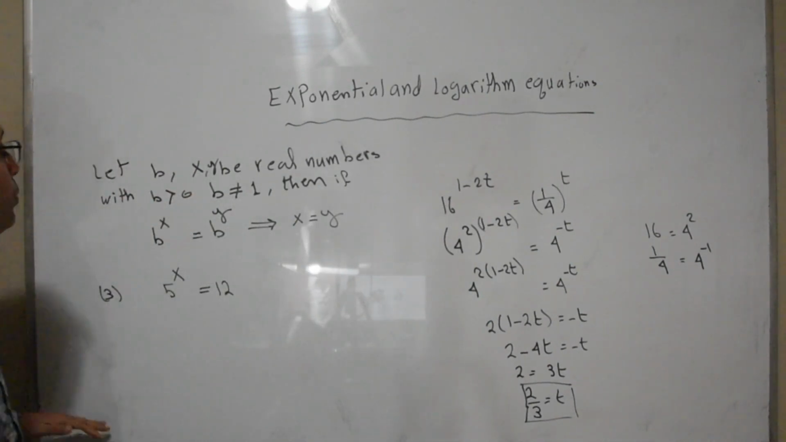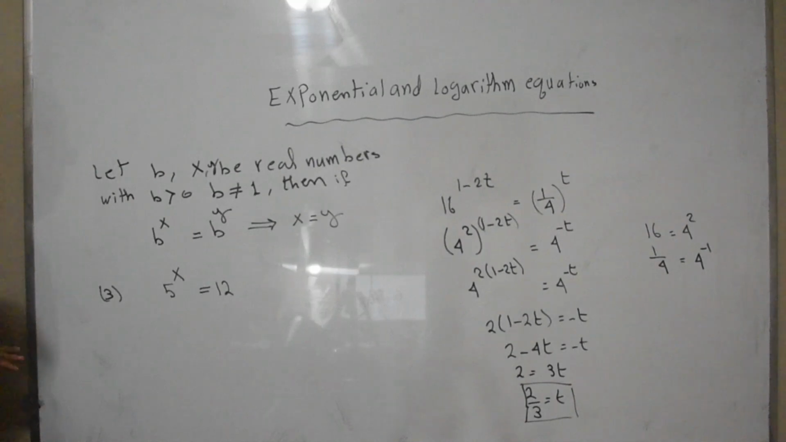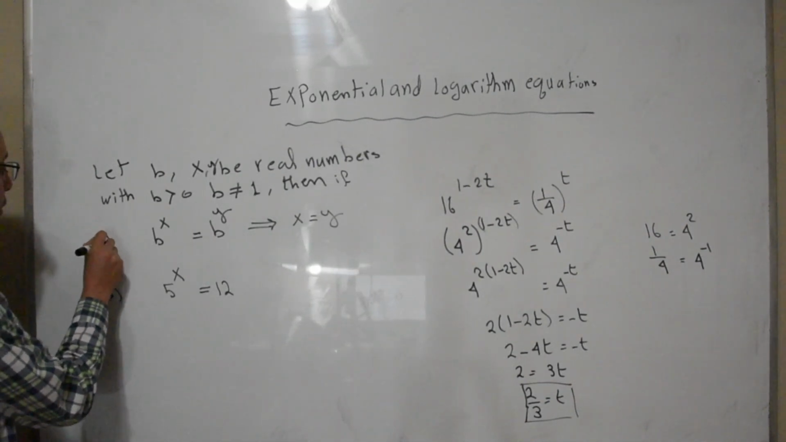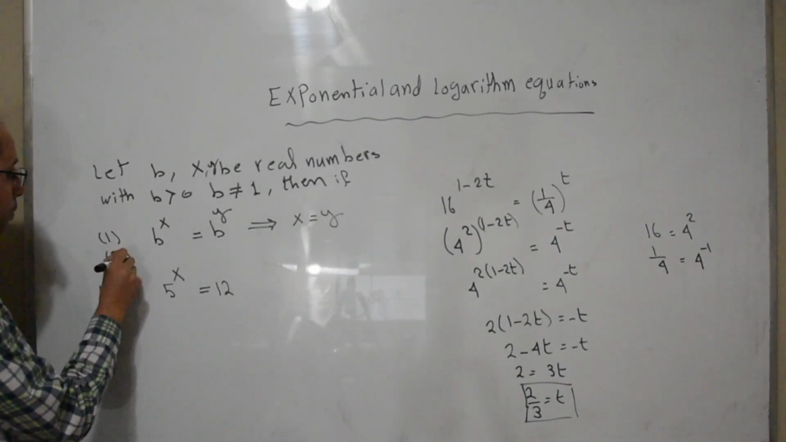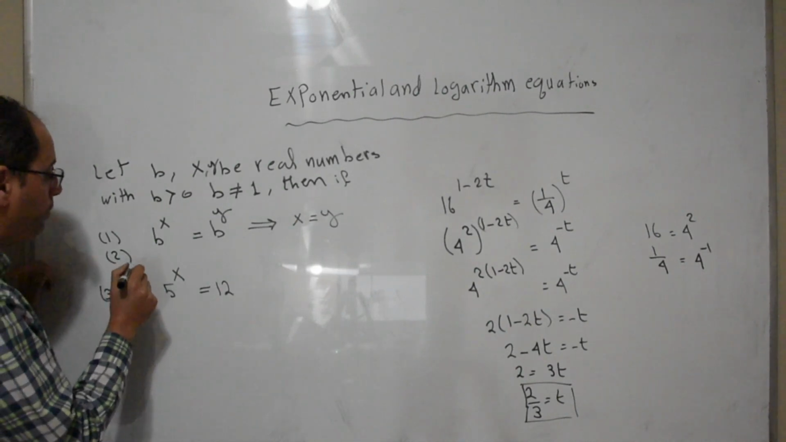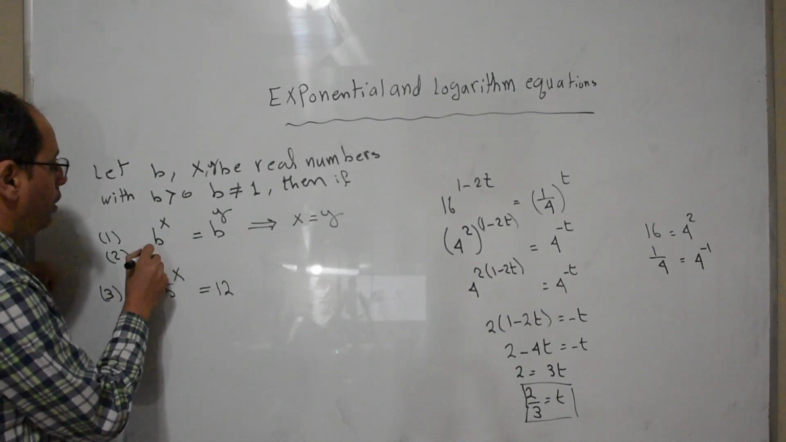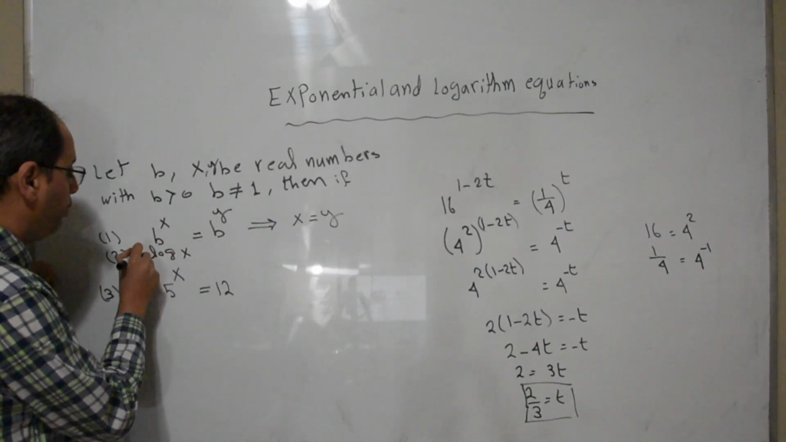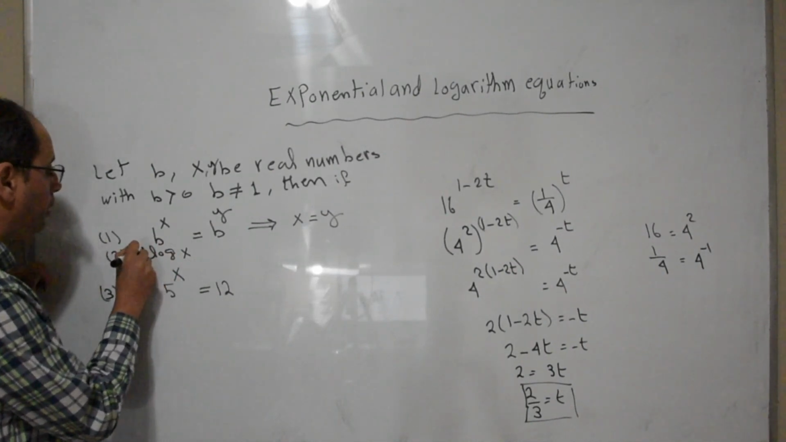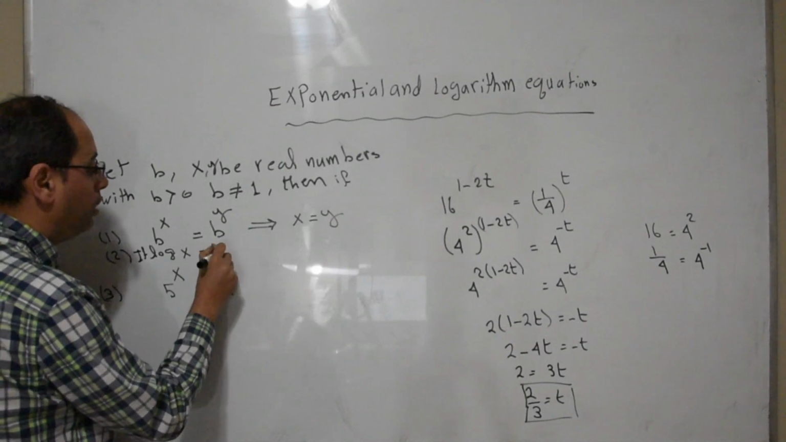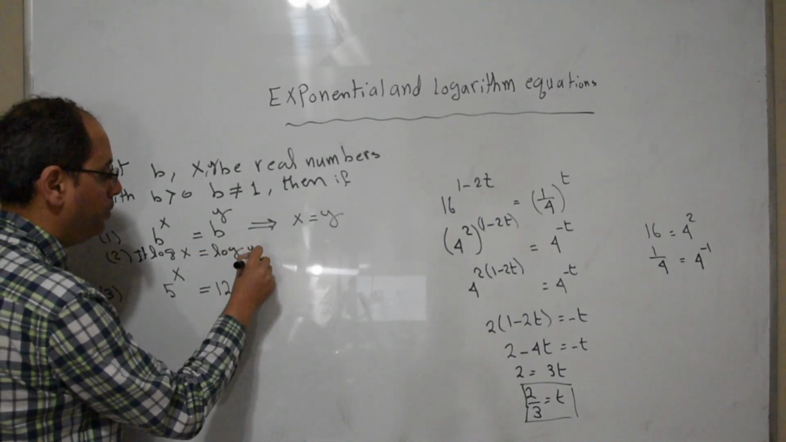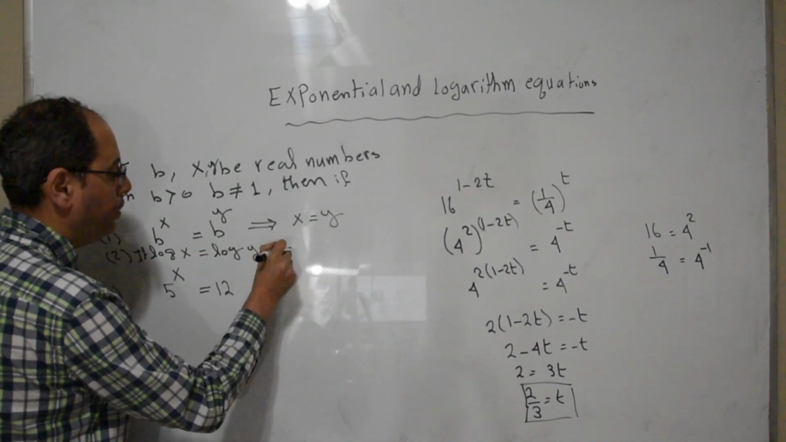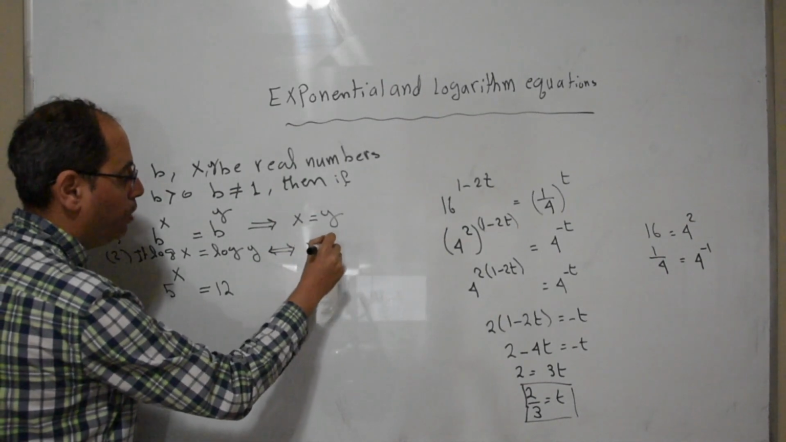Here I'm going to go to rule number 2. This is rule number 1, and rule number 2 is: if log x equals log y, then x equals y.